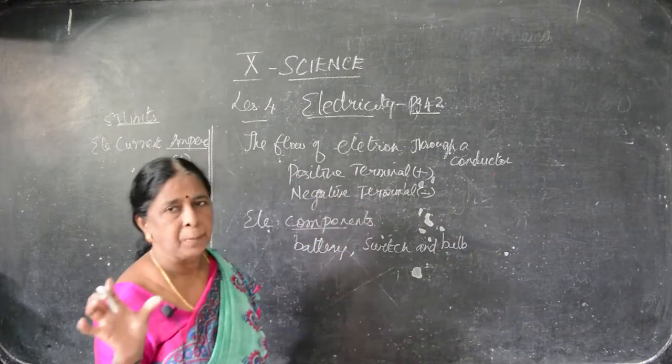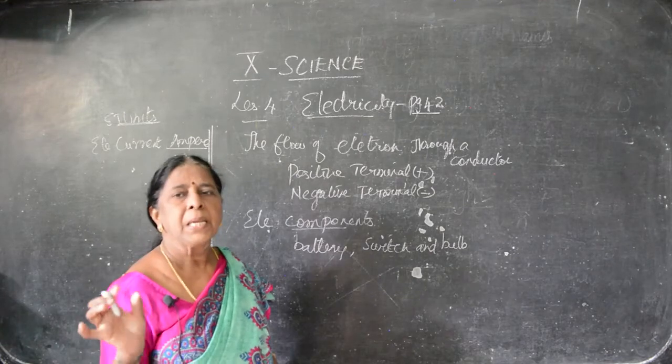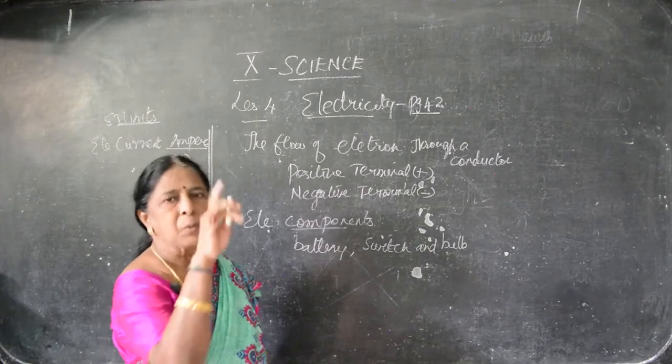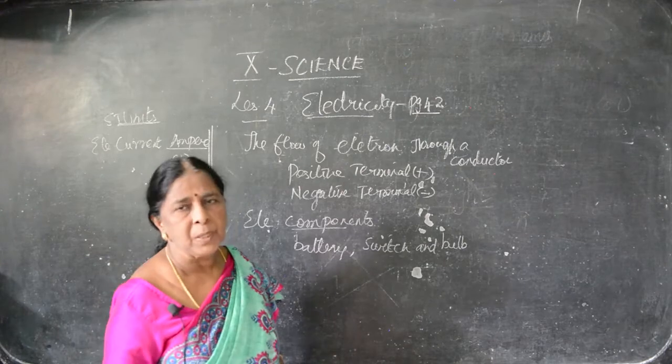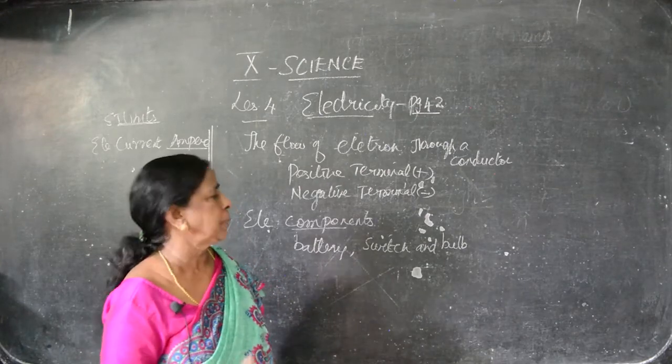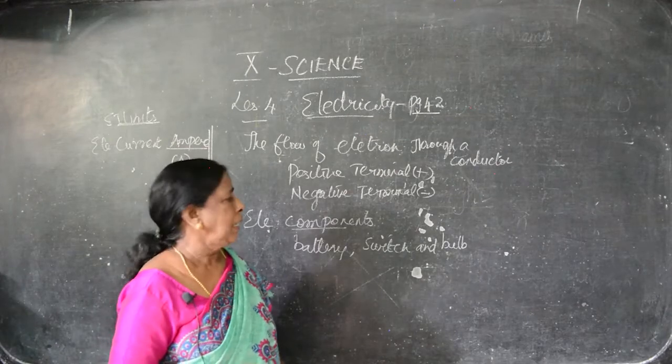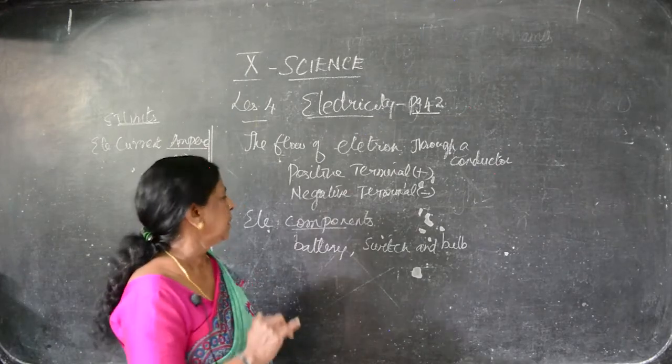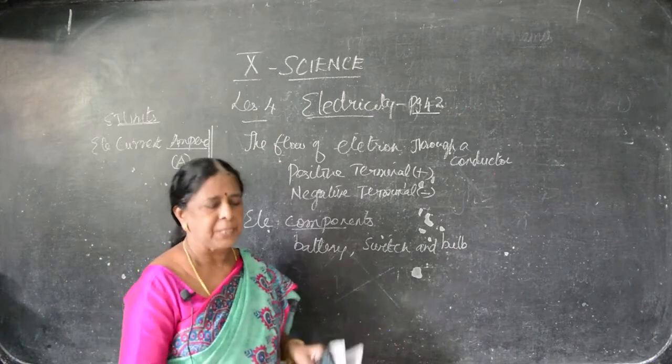Suppose you want to glow a bulb. First, it should be connected with the battery. You have to put on the switch, then only the bulb will glow. So these are the components. Battery, switch and bulb. These are all very essential for the flow of electricity. These are known as electrical components.